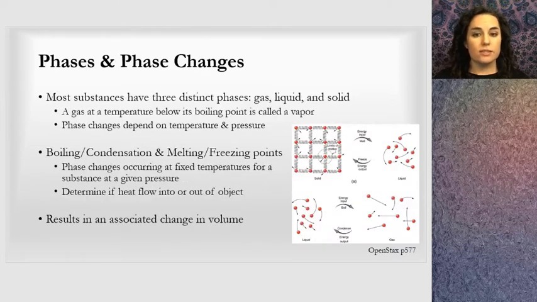Most substances have three distinct phases: gas, liquid, and solid. A gas at a temperature below its boiling point is called a vapor. And phase changes depend on temperature and pressure. We're going to see this in a little bit. So you're familiar with boiling and condensation, and with melting and freezing points. Phase changes occur at a fixed temperature for a given substance at a given pressure. And you will need to determine whether the heat flow is into the object or out of the object.